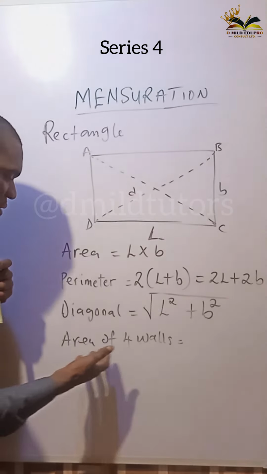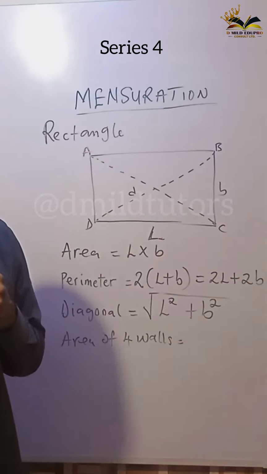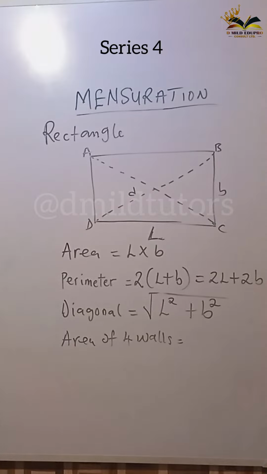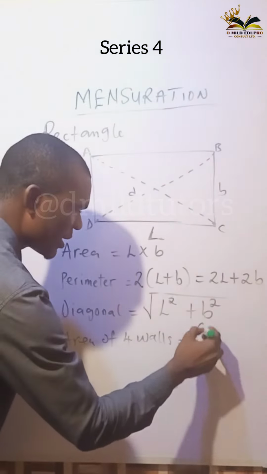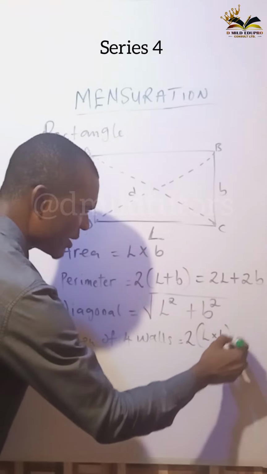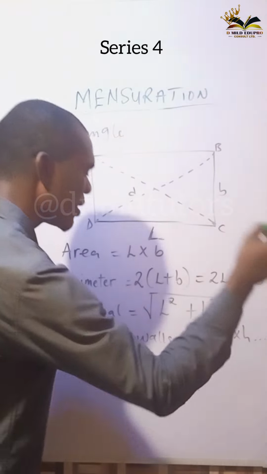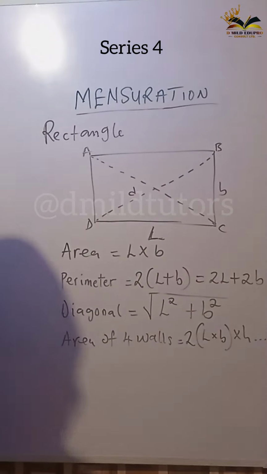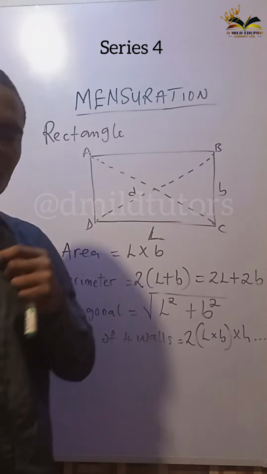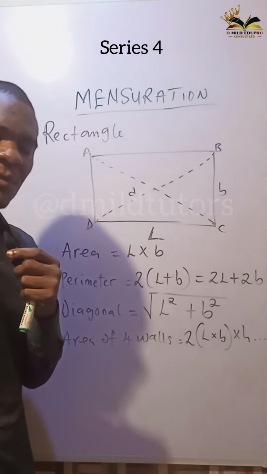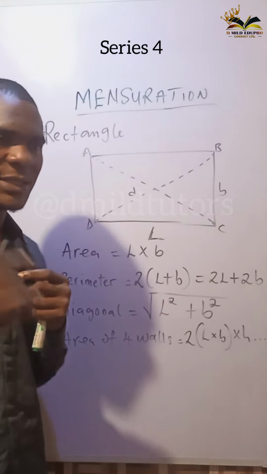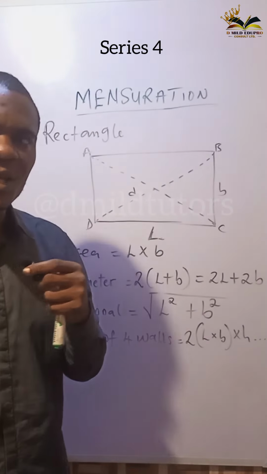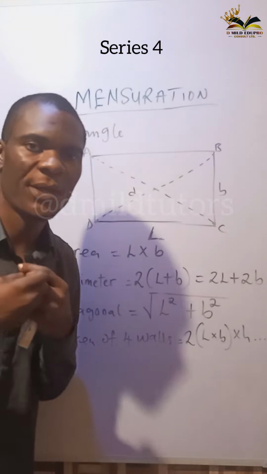Now let's go to the area of four walls. So the area of four walls is 2 into bracket length times your breadth and times your height. Is that okay? So please take note of these formulas, jot it down, expect the next series, and just be following. By the time we start taking series of example, you'll see how this connects.